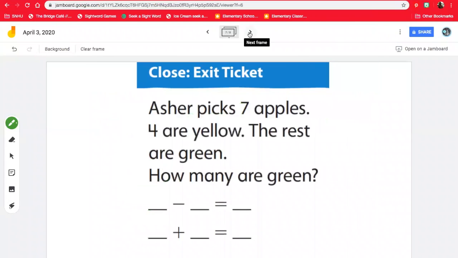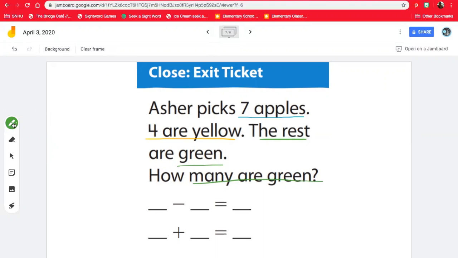So now we have our exit tickets. So this is our last slide for today before you get to do your quiz. It says Asher picks 7 apples. 4 of them are yellow. The rest are green. How many are green? I'm going to highlight the important information in this. So Asher picks 7 apples. 4 are yellow. The rest are green. How many are green?